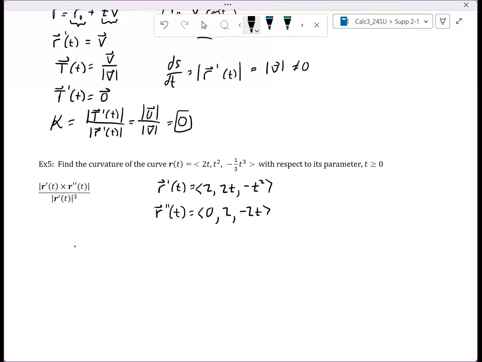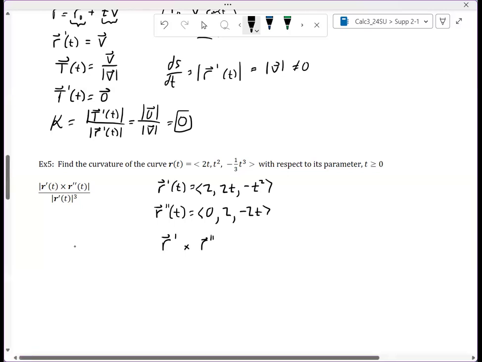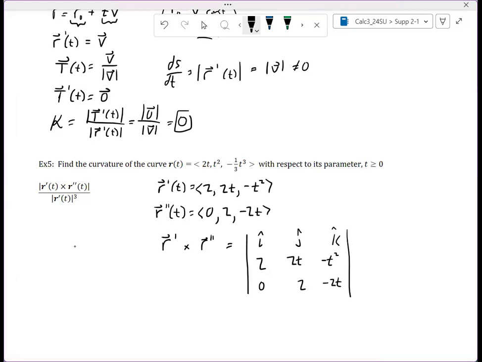Let's get the cross product out of the way. So let's figure out what is r prime cross r double prime. Here we set up our matrix. r prime has components 2, 2t, and negative t squared. And r double prime: 0, 2, and negative 2t. And again, we can use our diagonals trick.